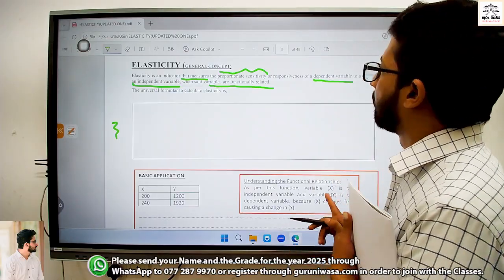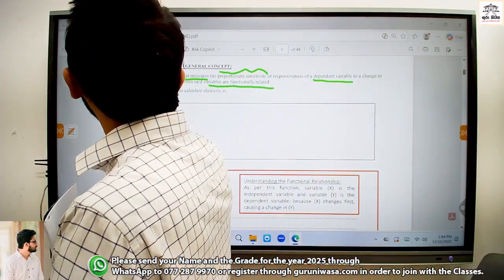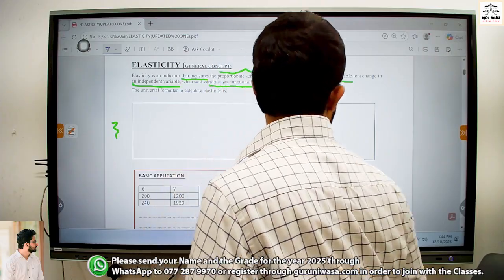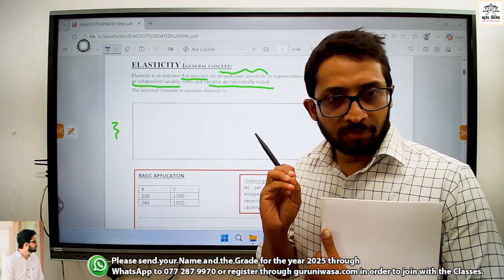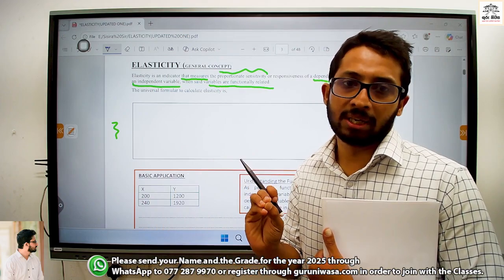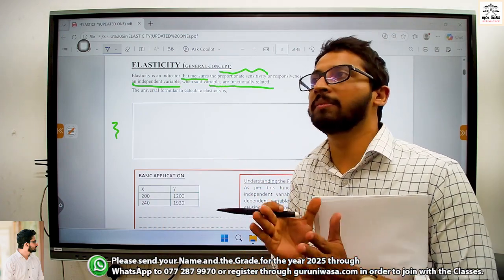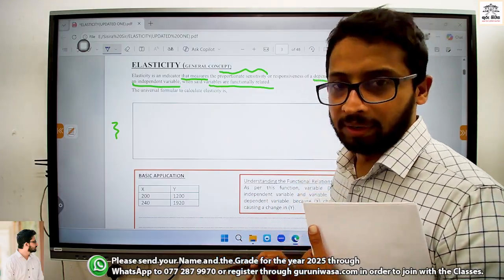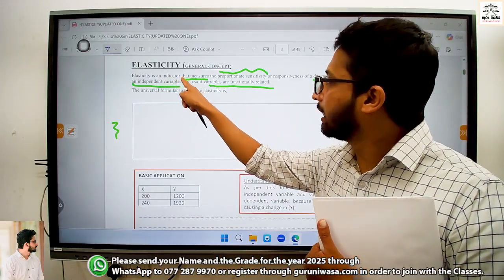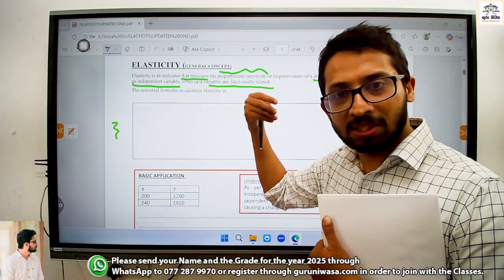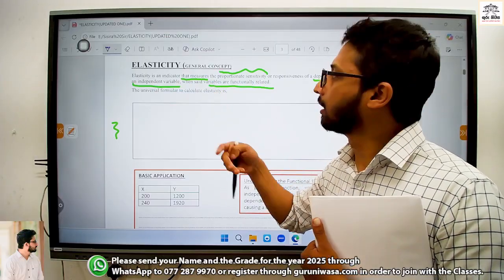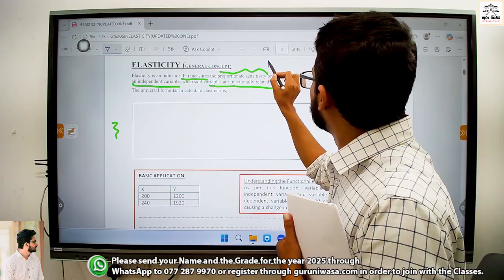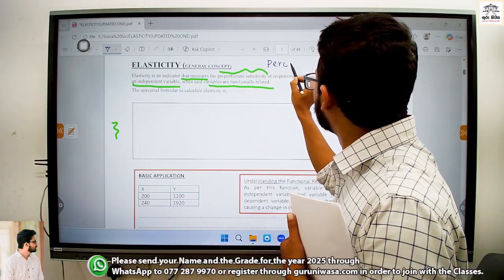Then remember, Lamai, here we need to consider percentage change. Percentage change of the dependent variable and the independent variable. Clear? Right. I'll repeat. Elasticity is an indicator that measures. Measures means, Lamai, it's totally a mathematical part, right? The proportionate change means percentage change. Remember the word percentage change.